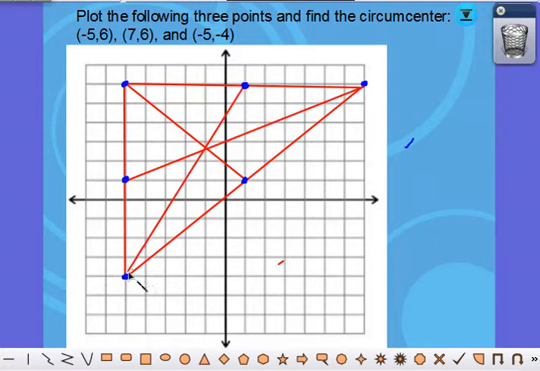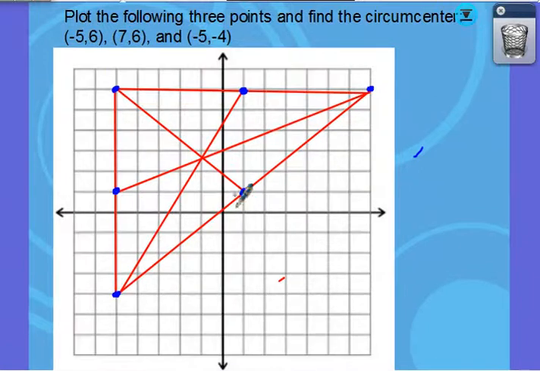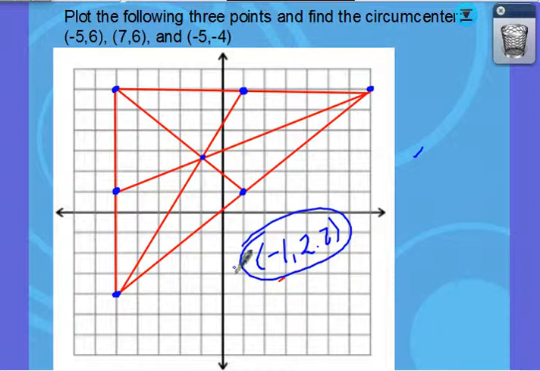The one I give you on the test tomorrow will not be like this. It'll be like 2, 3 is the answer. It'll be a nice, neat whole number. But it looks like it's going to be like -1 and maybe 2.7. The one on your test tomorrow, again, is going to be whole numbers. Reminder, the shortcut for that: just add all your x's divided by 3, add all your y's divided by 3.